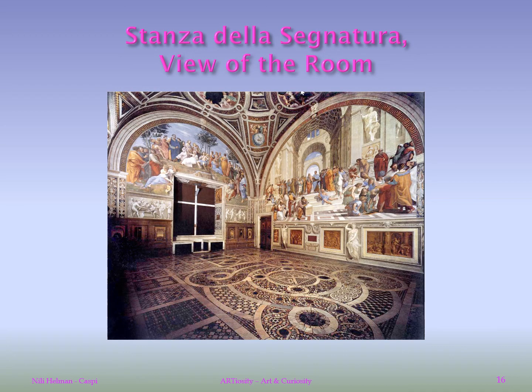So this is the Stanza della Segnatura, and this is a view of the room. This is actually the room that was the first one that Raphael decorated. And we can see on the two walls the paintings that we've seen earlier, the School of Athens and the Parnassus, as the theme of this room is a combination of wisdom and religion.